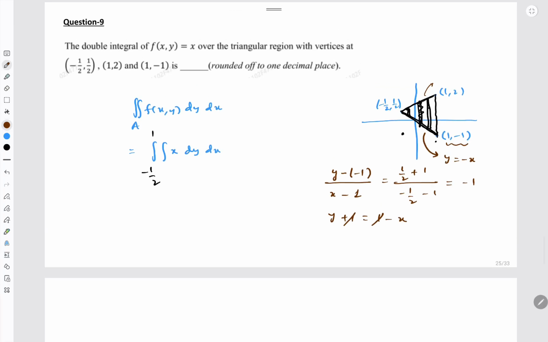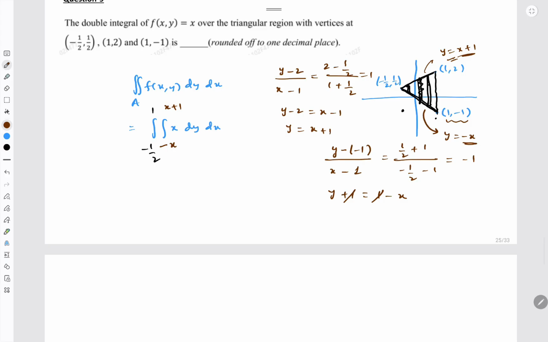What is this upper line? For the upper line, we can again do the same thing. (y minus 2) by (x minus 1), taking this as a point. Slope of this line is 2 minus half by 1 plus half. This is nothing but 1. So y minus 2 is equal to x minus 1. So y is equal to x plus 1. So this is the line y equal to x plus 1. So now you can see my y should range from minus x to x plus 1. So now I can easily perform this integration.